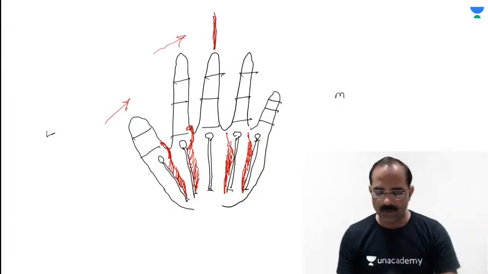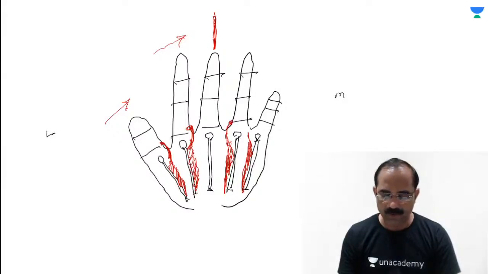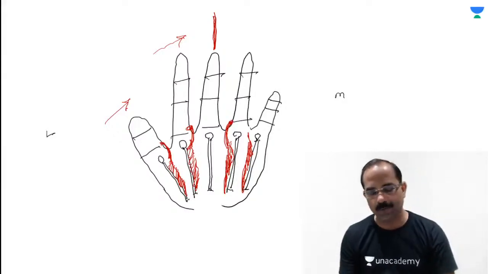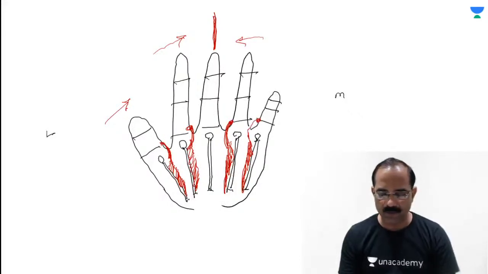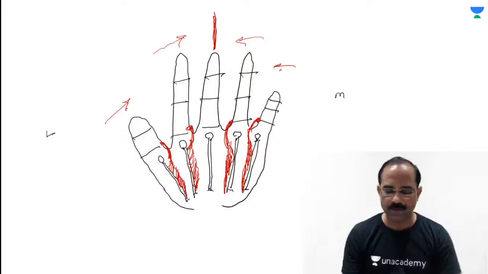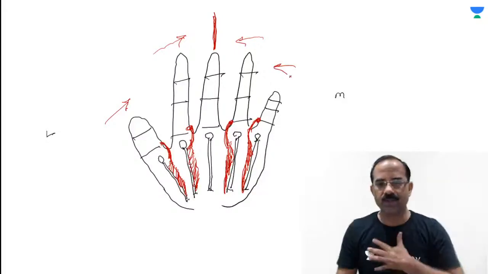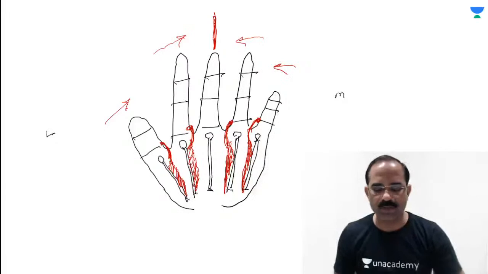The third palmar interossei is inserted on the lateral aspect of the base of the proximal phalanx of the ring finger. So that's adduction. And the fourth palmar interossei is inserted here. So that's adduction. Clear, students? So this is the palmar interossei. I hope this is clear to all of you.